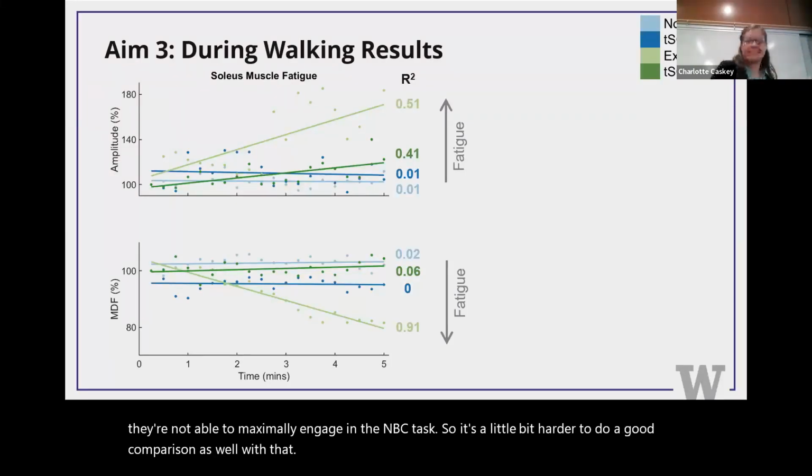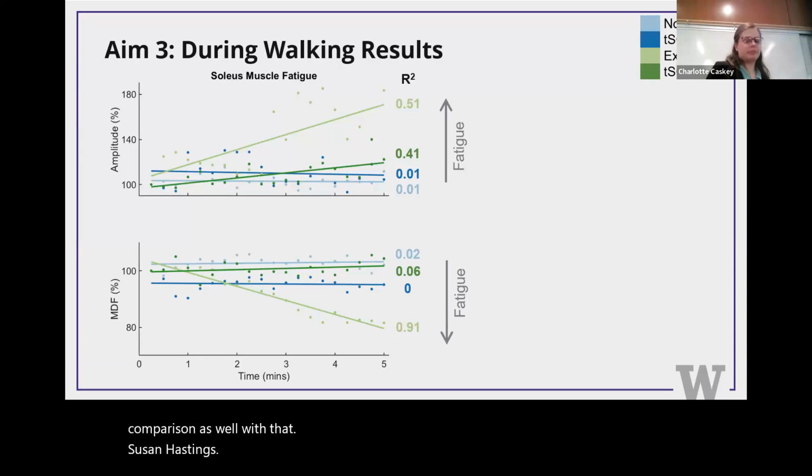Susan Hastings asks, why did you choose the 1 minute walk test instead of the 6 minute or 12-minute walk test?